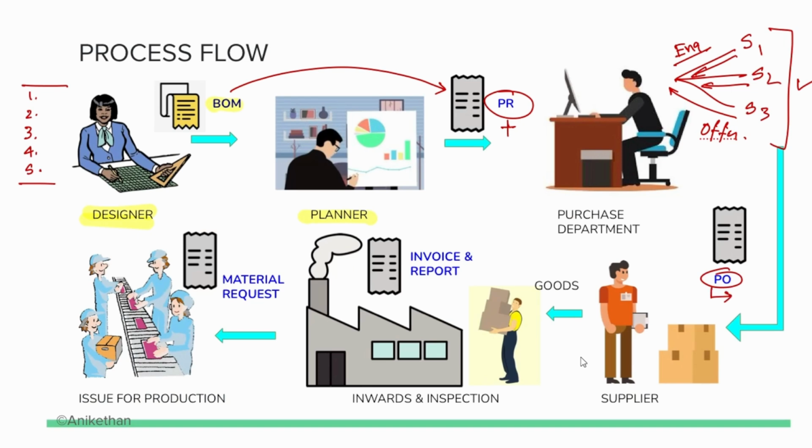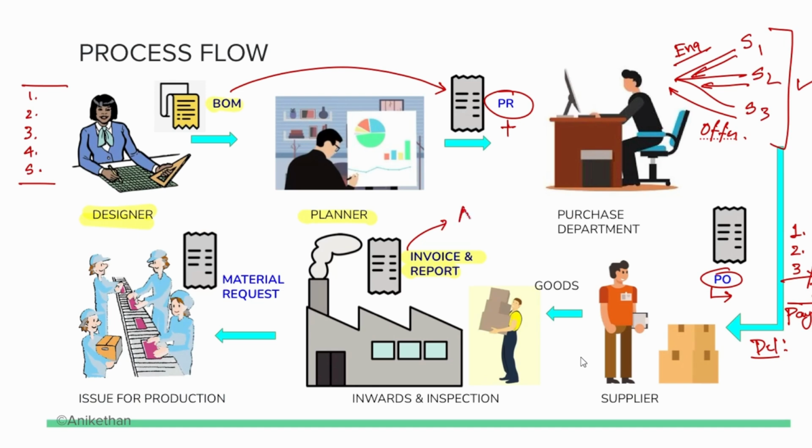It says I need items 1, 2, 3 in some quantity. This is the total price, and you will get payment after certain days. Also payment terms will be mentioned, and where you have to deliver at the factory. All this information will be there in the purchase order. The supplier receives the purchase order, manufactures that material, packs it and sends it to the factory. Once it comes to the factory, it comes along with an invoice and a report.